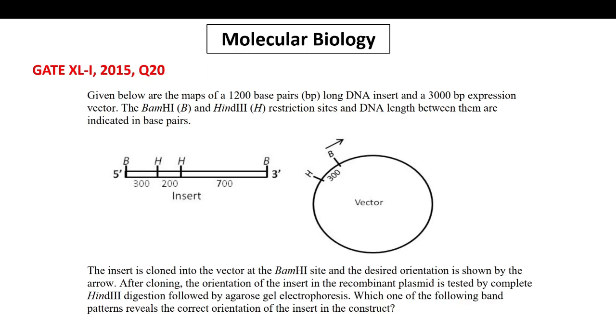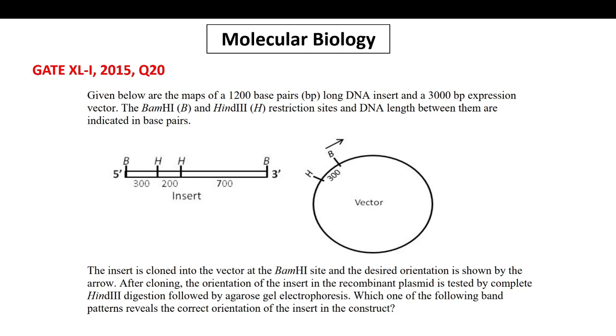Hello everyone. Today we will be solving a question which came from the topic of molecular biology techniques, in the year 2015, and the question number is 20. The question states: given below are the maps of a 1200 base pair long DNA insert and a 3000 base pair expression vector.